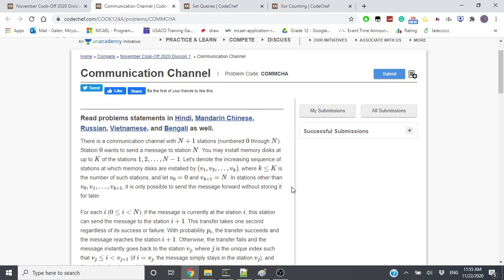So let's try this one. There's a communication channel with n+1 stations numbered 0 through n. Station 0 wants to send a message to station n. You may install memory disks at up to k of the stations 1 to n-1. Let's denote the increasing, yeah. So where are the memory disks? And let v0 equals 0 and v_{k+1} equals n. Okay. And at stations other than those, it's only possible to send the message forward without storing it for later.